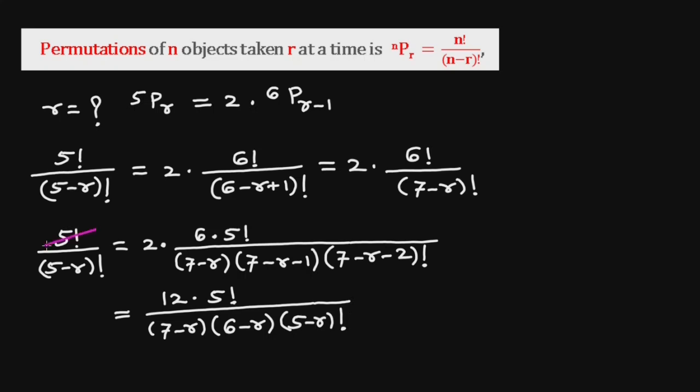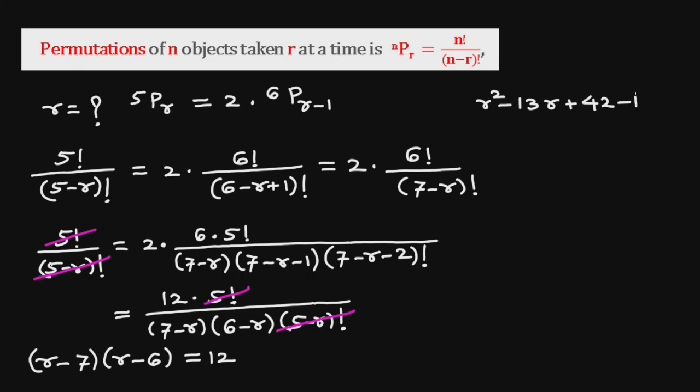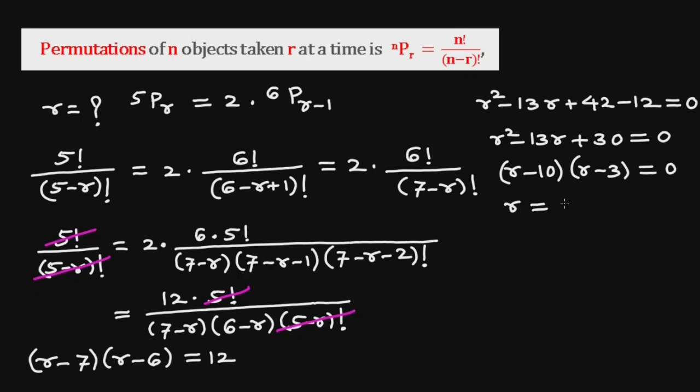Now cancelling 5 factorial from the numerator and 5 minus r factorial from the denominator, we get r minus 7 into r minus 6 equals 12. r square minus 13r plus 42 minus 12 equals 0. r square minus 13r plus 30 equals 0. r minus 10 into r minus 3 equals 0. That gives r equals 10 or r equals 3. So these are the values of r.